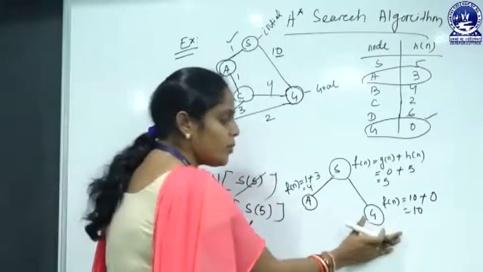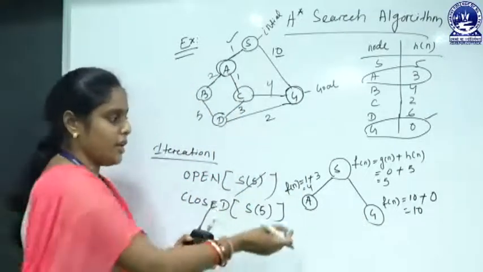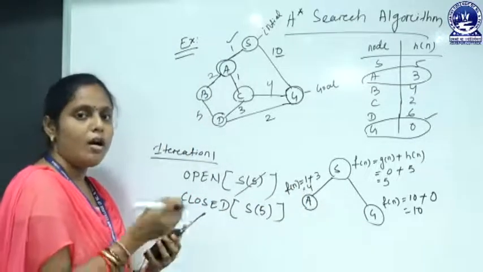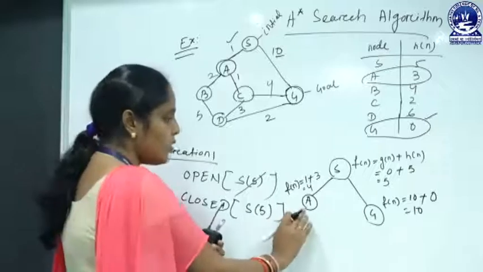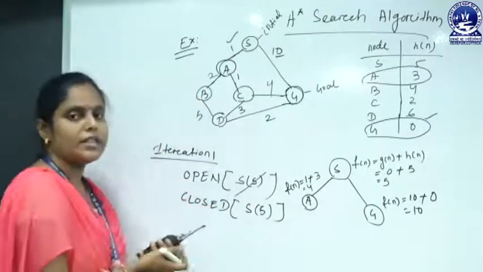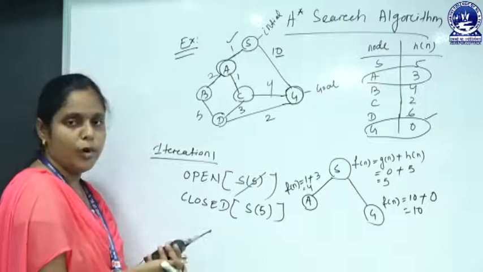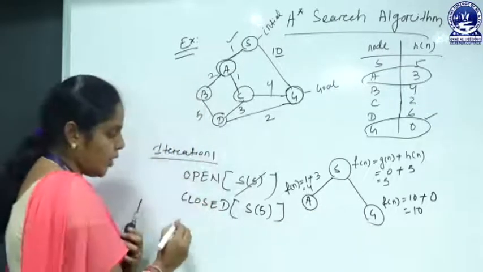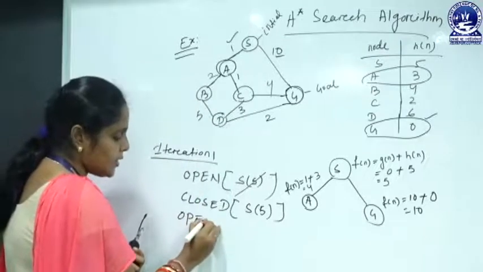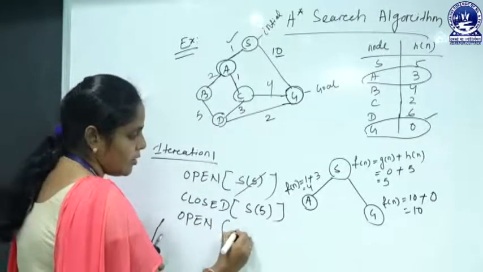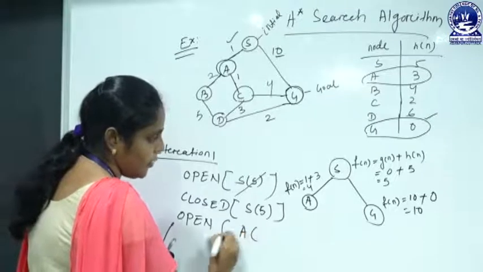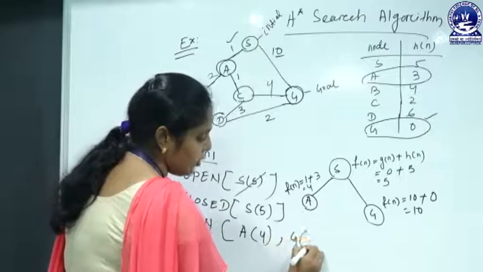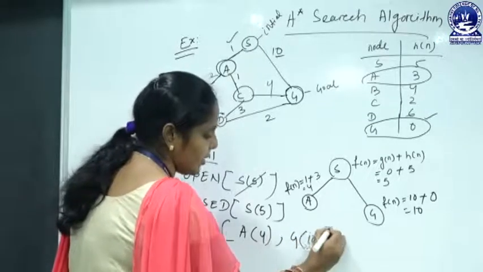After calculating the evaluation function value, you check whether these nodes A and G are present in your closed list or open list. Now, the nodes A and G are not present in your closed list or open list. That means you add these two nodes to your open list. Now, our open list is updated, containing the node A, whose evaluation function value is 4, then node G, whose evaluation function value is 10.